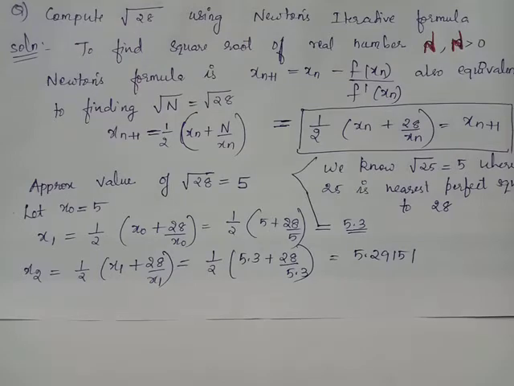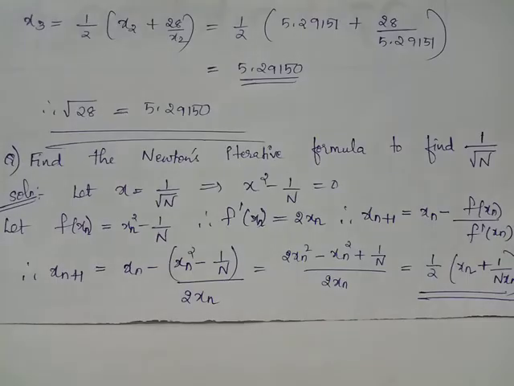5.29151. In order to compute x3, we will give n equals 2 in the general formula and we obtain x3 equals 1 by 2 times x2 plus 28 by x2, where x2 takes the value 5.29151. We obtain x3 equals 5.29150.